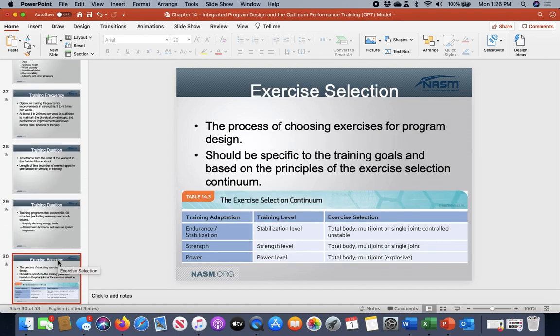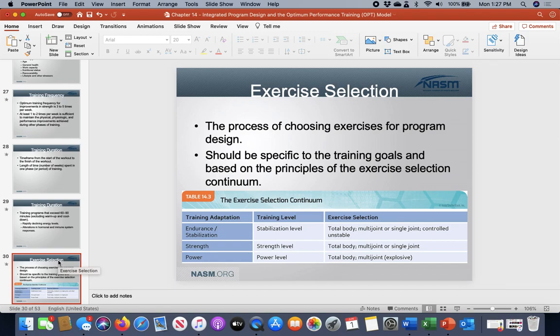With selection, well, again, what are you trying to achieve? This is very goal specific, and it's very specific to the person that you're going to be working with and what you want them to work within. But typically with stabilization, you're talking about things that are going to be more controlled, unstable, which is okay because you're working on joint stabilization. But if you're trying to do that during strength or power, that's going to affect the ability to build strength and power. So the muscular endurance and stabilization phases are typically going to be more controlled, unstable.